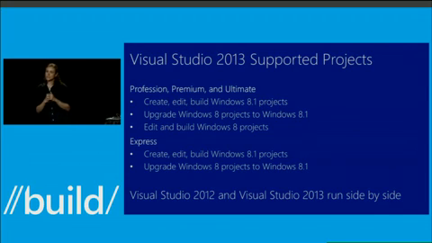And the tooling that you're going to use to build this is, of course, Visual Studio. Visual Studio is available for everybody to download today. And the different SKUs of Visual Studio support upgrade and support the different versions of Windows in different ways. If you're using Professional, Premium, and Ultimate, then you can create, edit, and build Windows 8.1 projects. You can upgrade 8 to 8.1 projects, and you can edit and build your Windows 8 projects. You cannot create new projects in Windows 8 with Professional, Premium, and Ultimate.